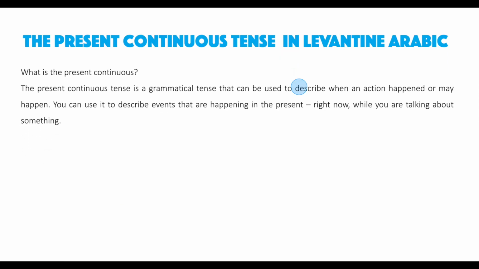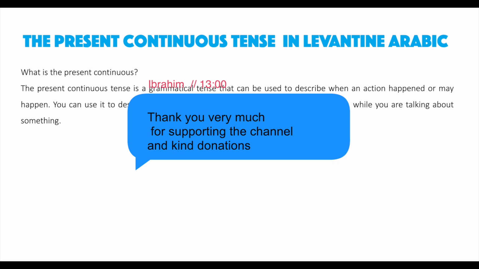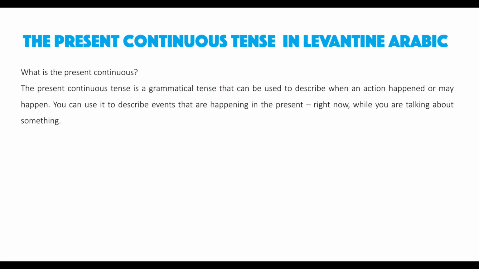In terms of the use, the present continuous, we use it to describe an action happened or may happen. We as well use it to describe events that are happening in the present right now while you are talking about something. And with that, I'll end today's session, and I hope I helped you to understand the present continuous in Levantine Arabic with the examples, with the points, where to use and when not to use the present continuous.